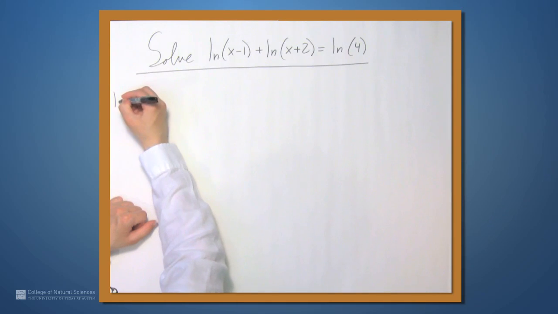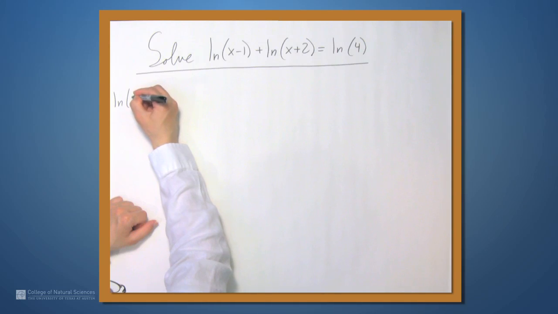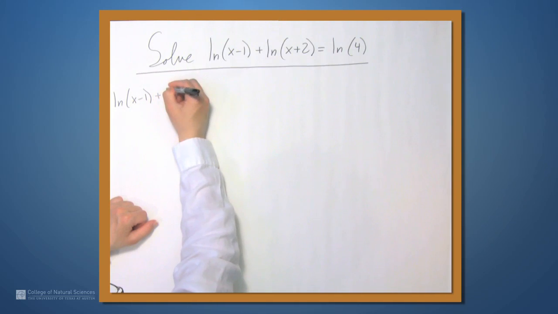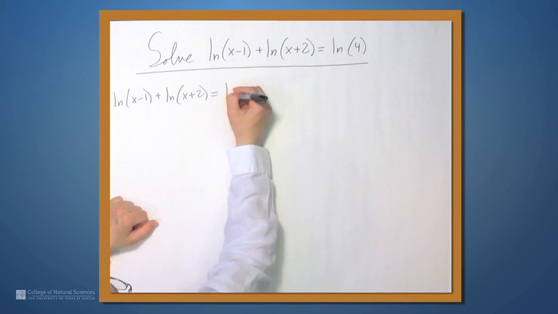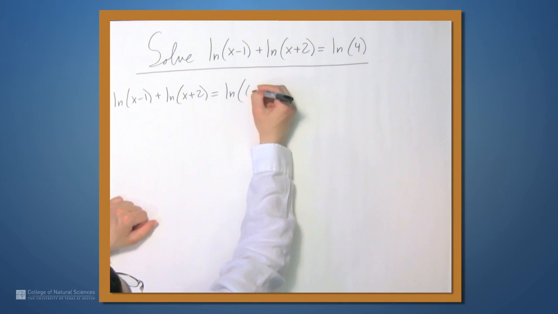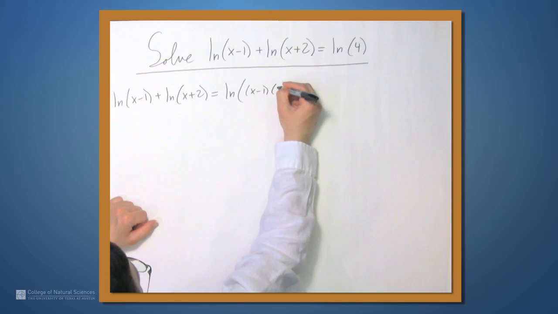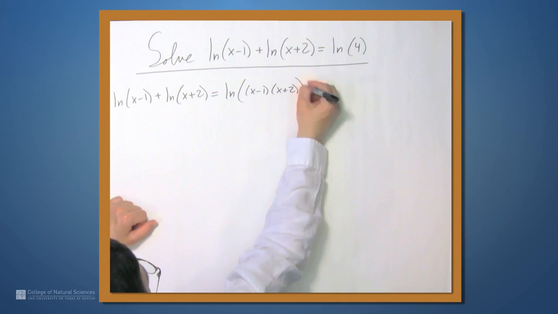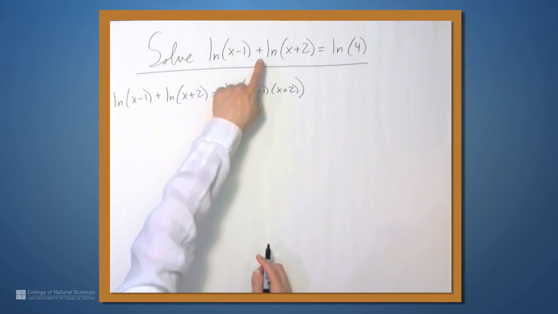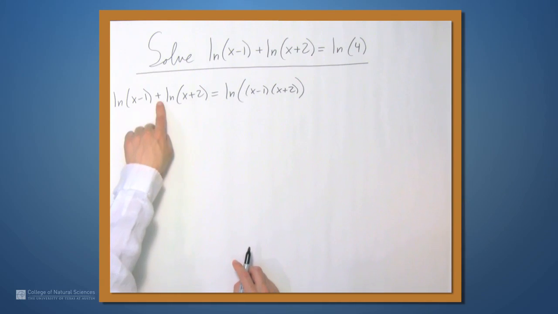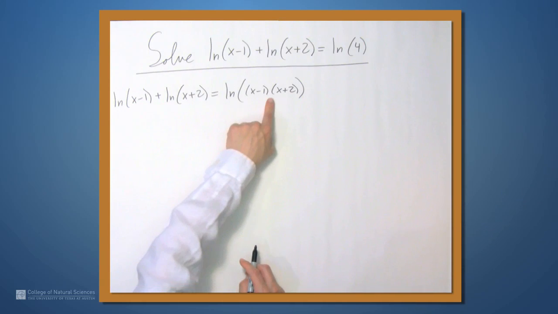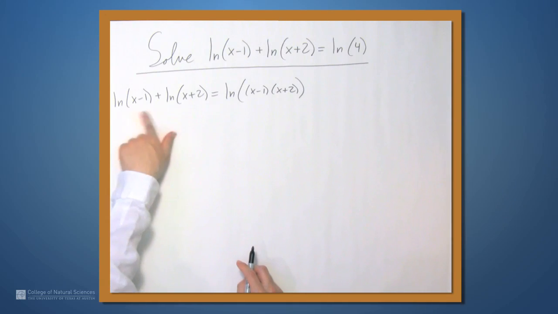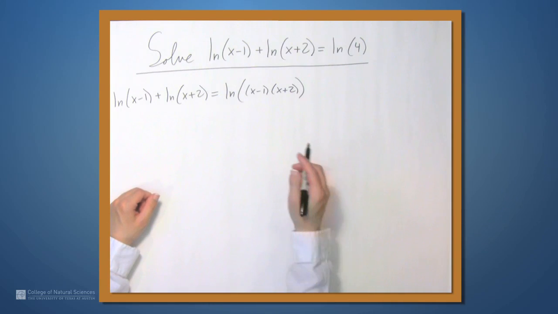In other words, we can rewrite the natural log of x minus 1 plus the natural log of x plus 2 as the natural log of the quantity x minus 1 times x plus 2. All right, so this is what I mean when I say addition outside becomes multiplication inside. We have addition here outside the two natural log functions. You can move it inside the natural log function and it becomes multiplication. So this sum is equal to the natural log of x minus 1 times x plus 2.